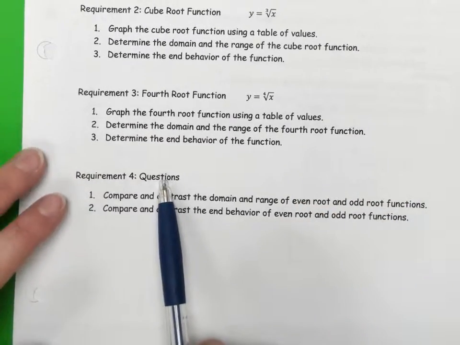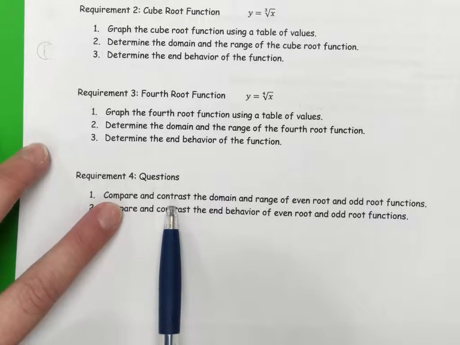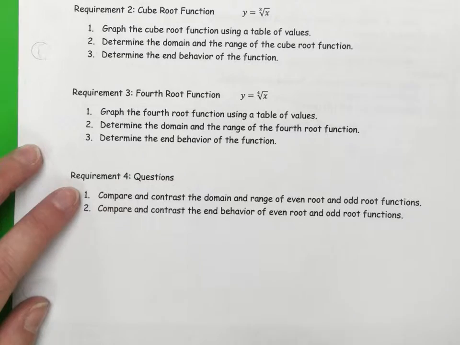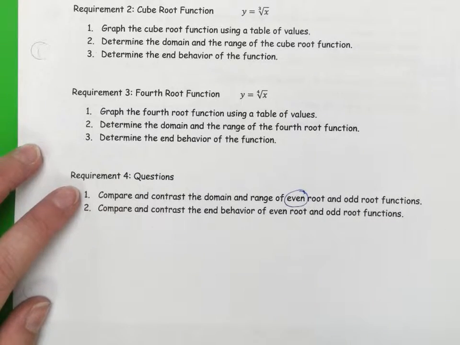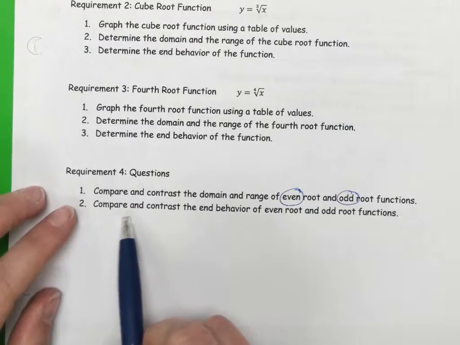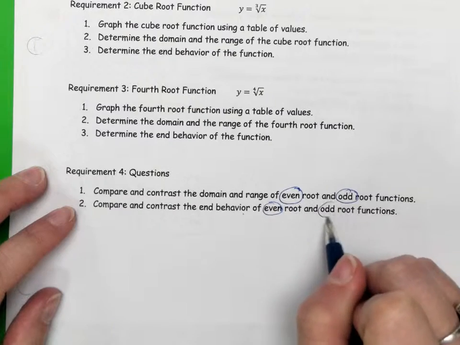And the last one, 2 questions. Compare and contrast. What does that mean? Likes and unlikes, differences and similarities. There you go. Compare and contrast the domain and range of even root and odd root functions. So how many different things should you have for your answer on number 1? 2. You should compare and contrast the even roots, compare and contrast the odd roots. Number 2, compare and contrast the end behaviors of even roots and odd roots.